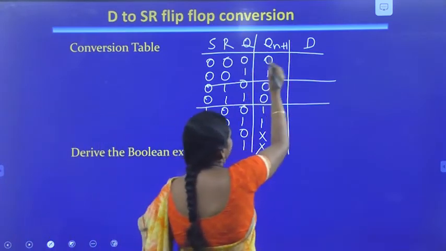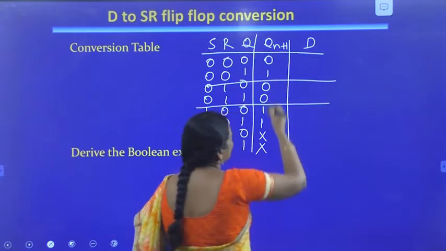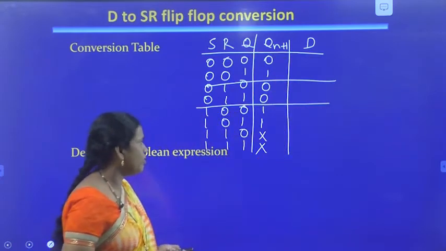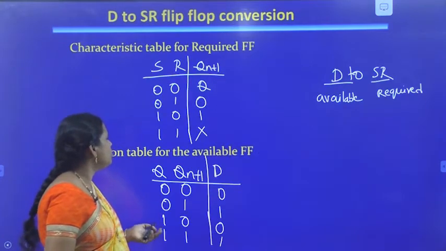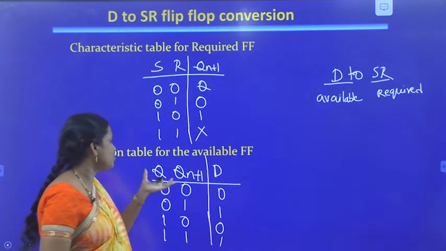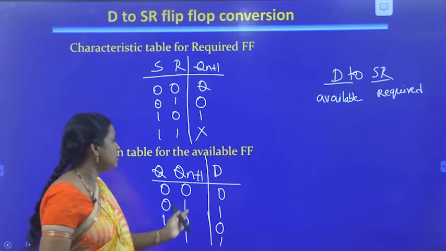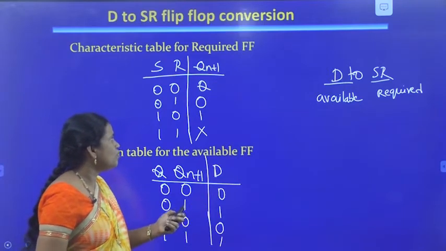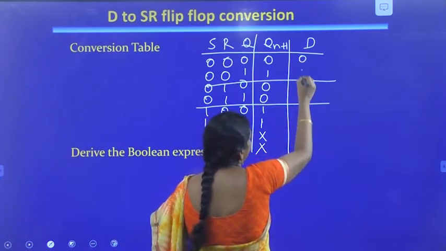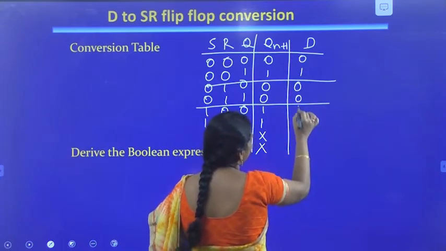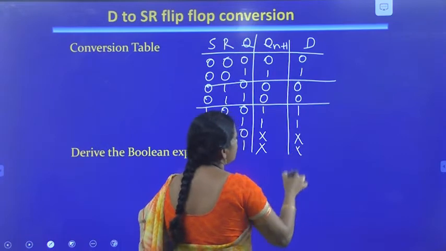So 0 0, we will remember the excitation table of D. Whatever the value of Qn plus 1, that is going to be the same for D. So by looking at Qn plus 1, we will write D. So that is 0 1. Here also I will write 0 0. Next one is 1 1, and then next one is don't care.